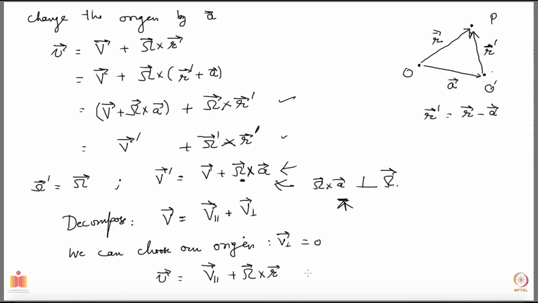Okay, which means that each point in the body, because this is a generic point, each point in the body is rotating about some axis which is given by omega, and it is also moving along the same axis. Remember, this thing is just the velocity along the direction omega, right? And this is clearly the motion of a screw. You know what is a screw?